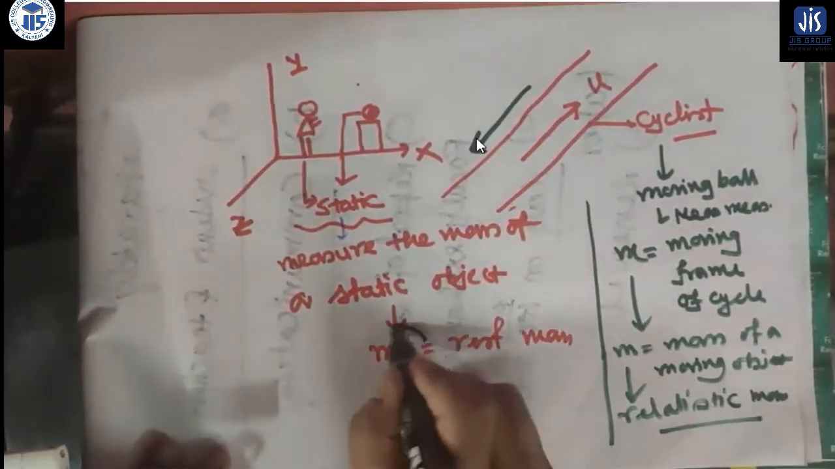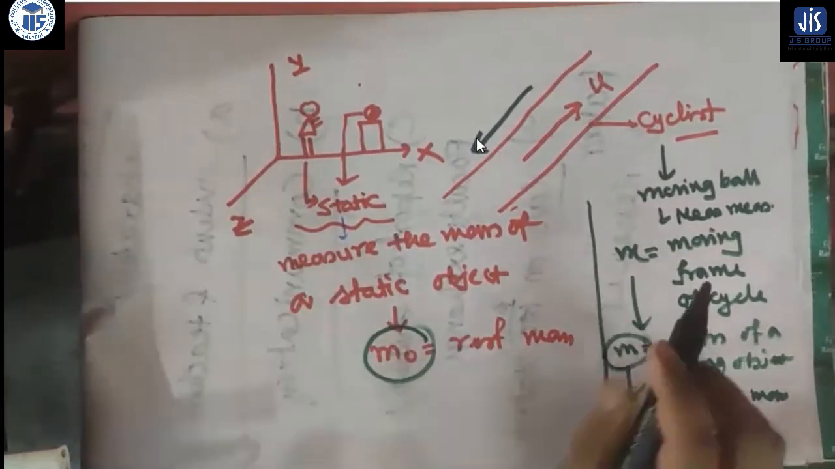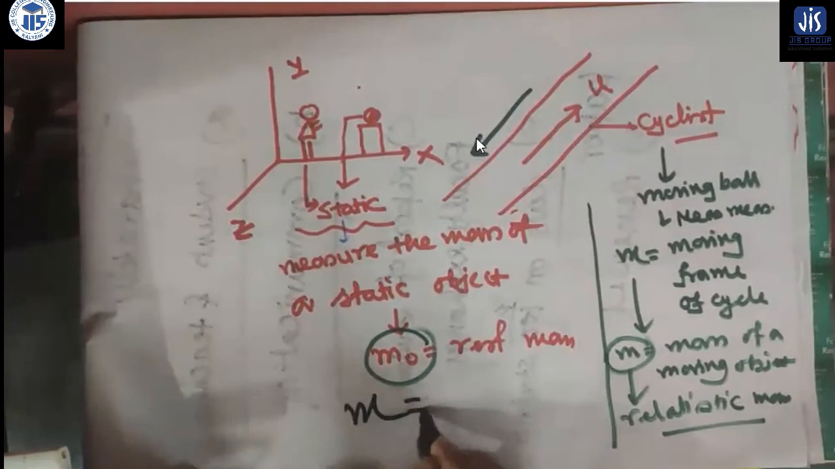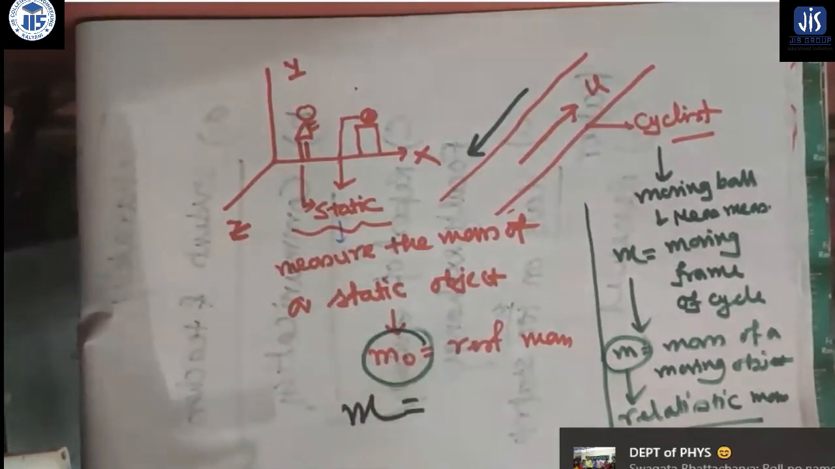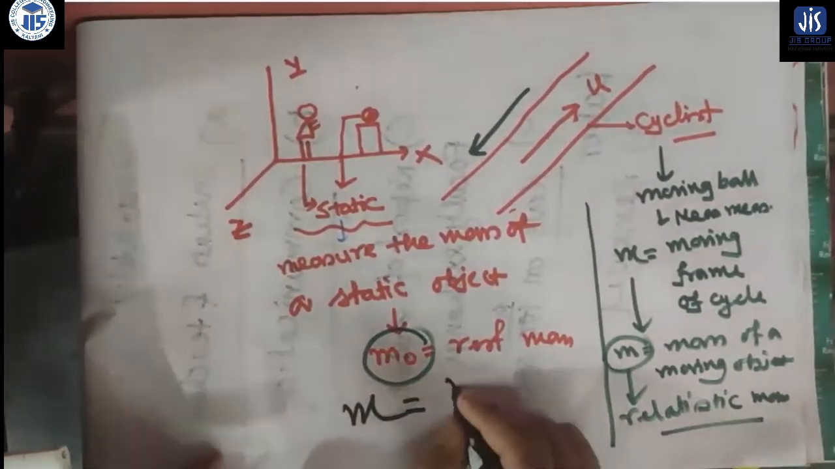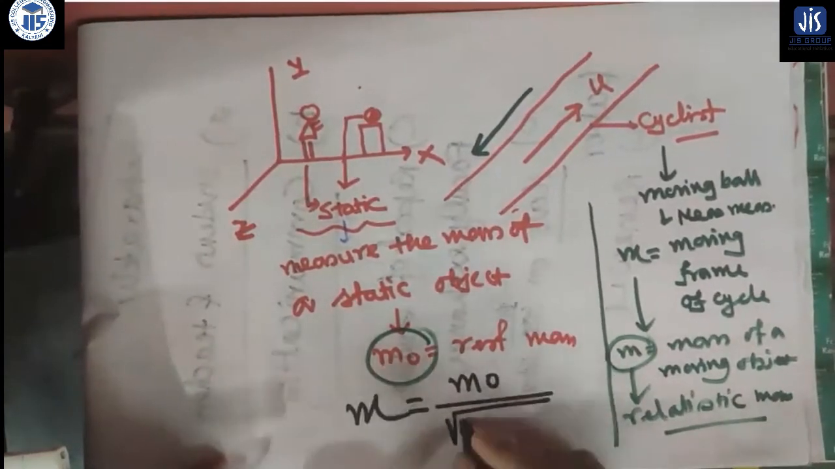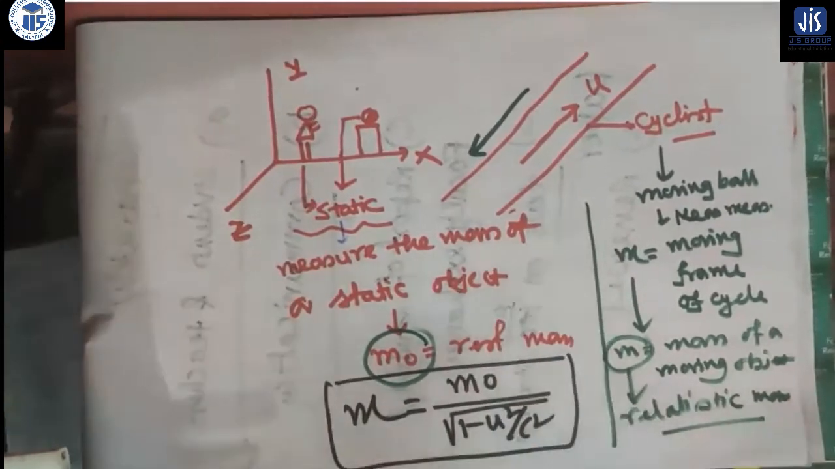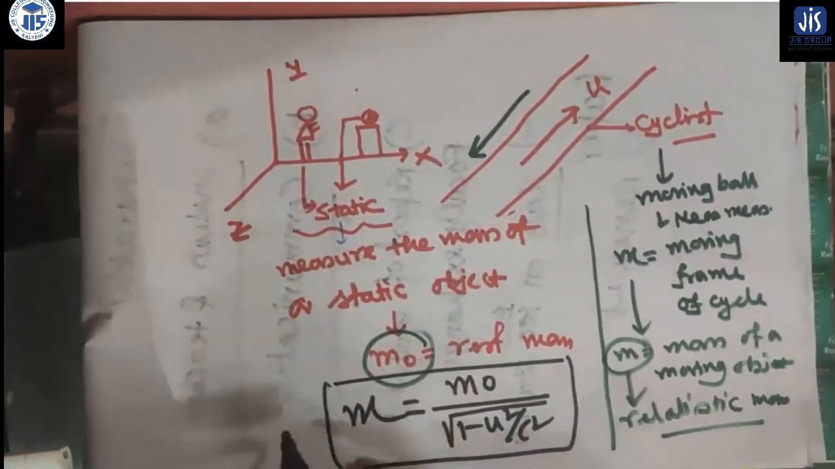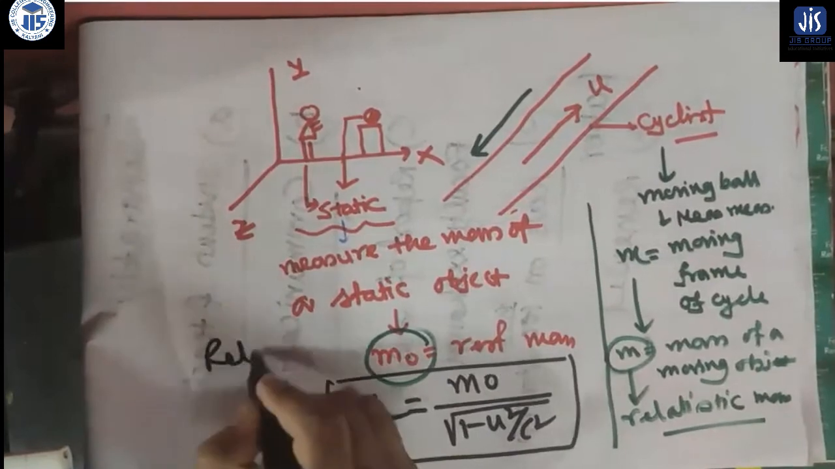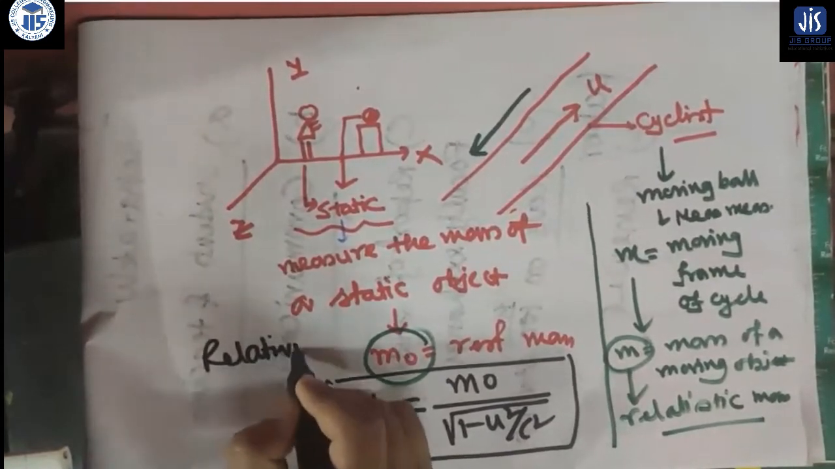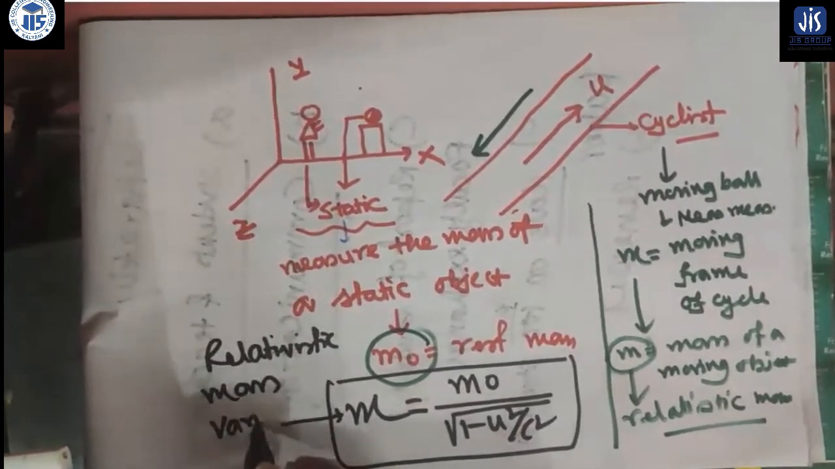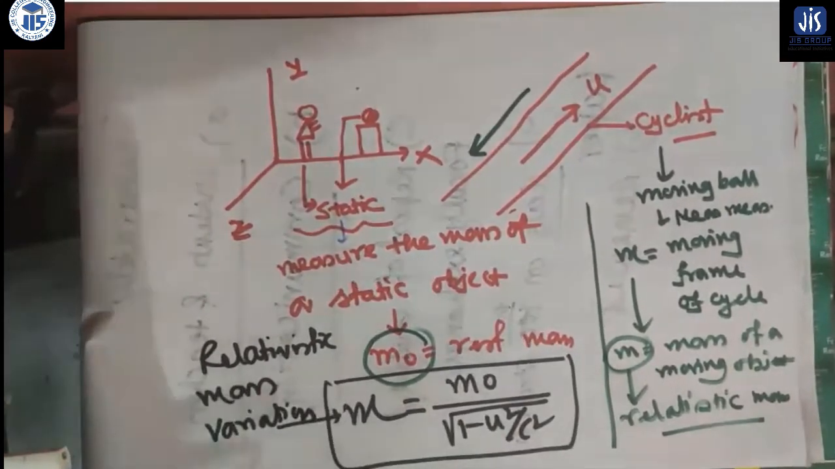Now this mass m0 and the mass m are actually connected by a formula like this: m equals m0 by root over 1 minus u square by c square. So they are actually connected by this formula. So this is called relativistic mass variation, that is variation of mass due to motion. This is called relativistic mass variation.